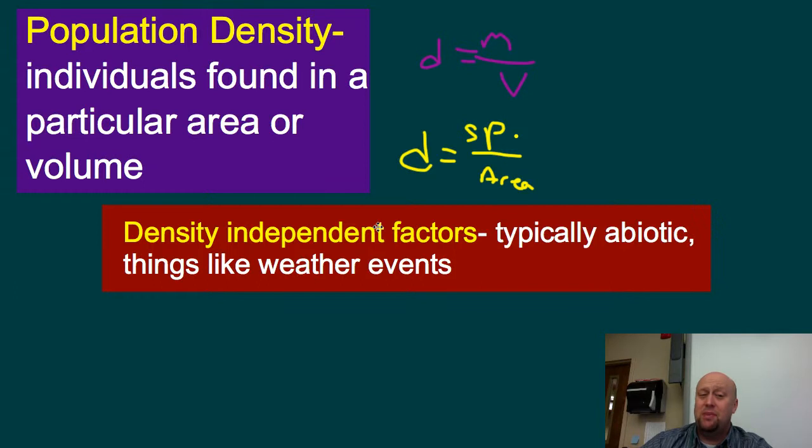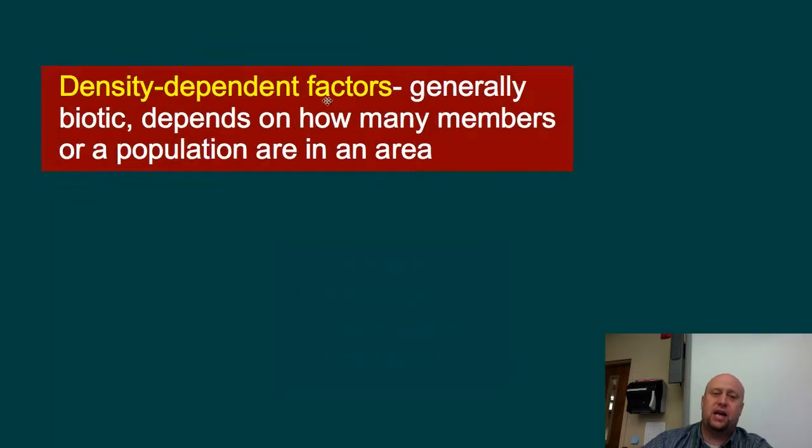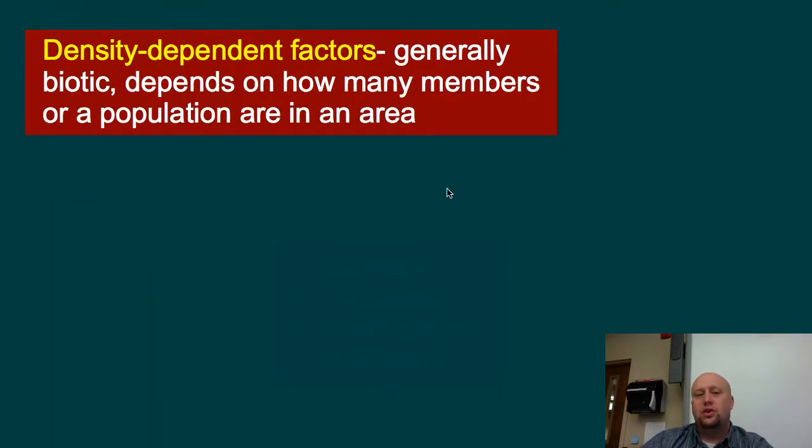on the density. Now they may be, if we're talking about plants, something like a fire would be dependent on the density. Are the trees really tightly packed together such that it's going to help the fire grow bigger? That's density dependent factors. Usually that's going to depend on how many members of a population are in a given area.